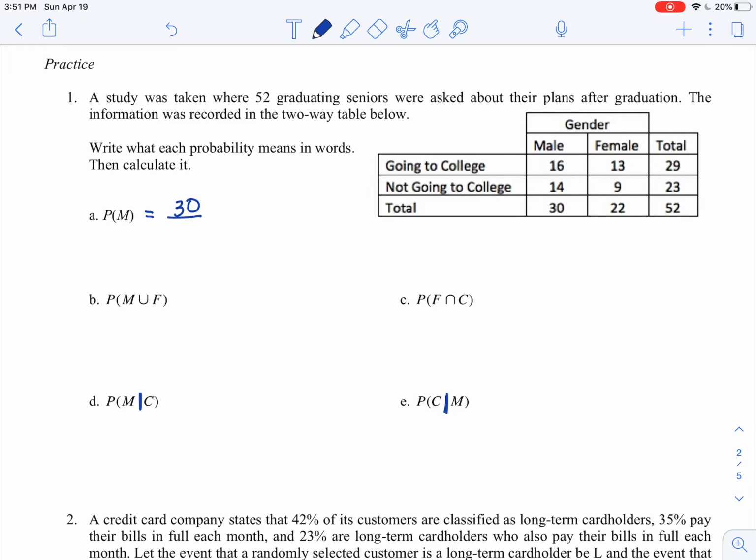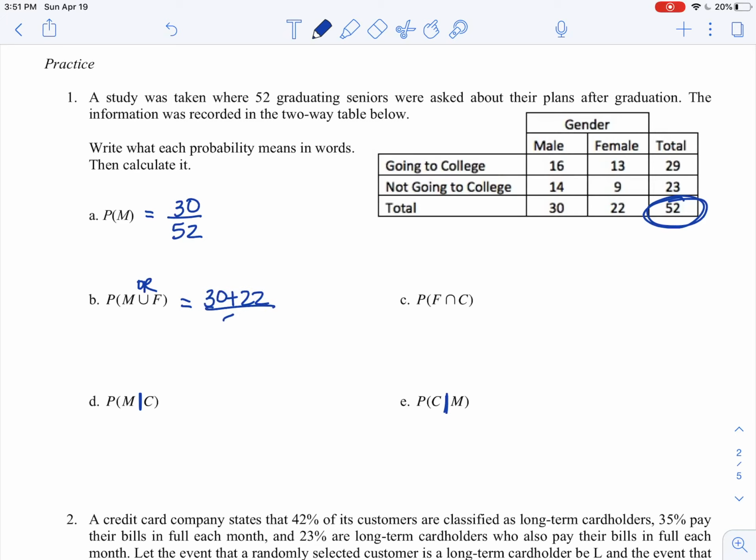That is 30 individuals out of the total 52 that I ended up having out of everyone. So this total is out of 52 right now. If you remember, the U is "or." What are the chances of picking someone who is male or female? Well, in this case, that is actually everybody.